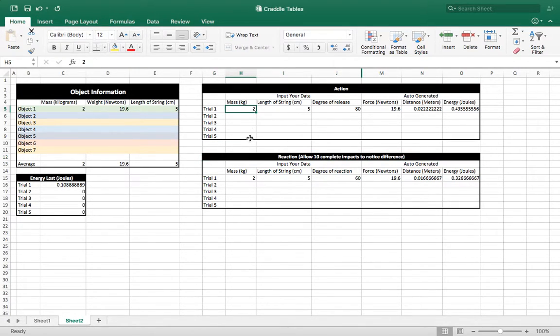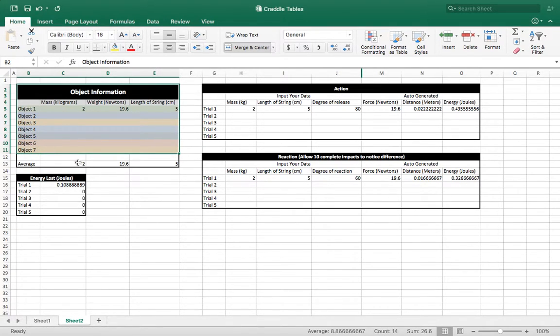Now as you can see, 2 kilograms, your mass, your force, your acceleration is due to gravity. Then we have the distance of the swing. Now these 2 areas, input data and input data, you type this in from your trials. And of course you input data as well over here.